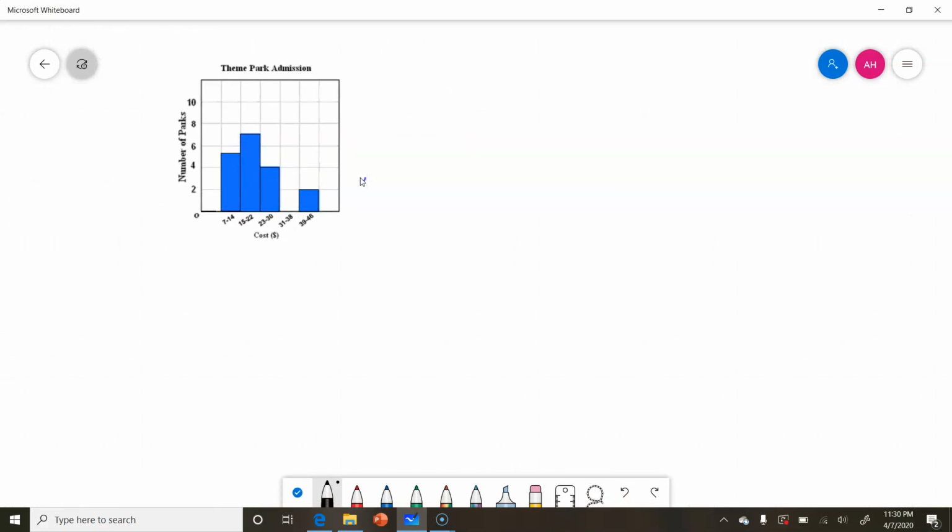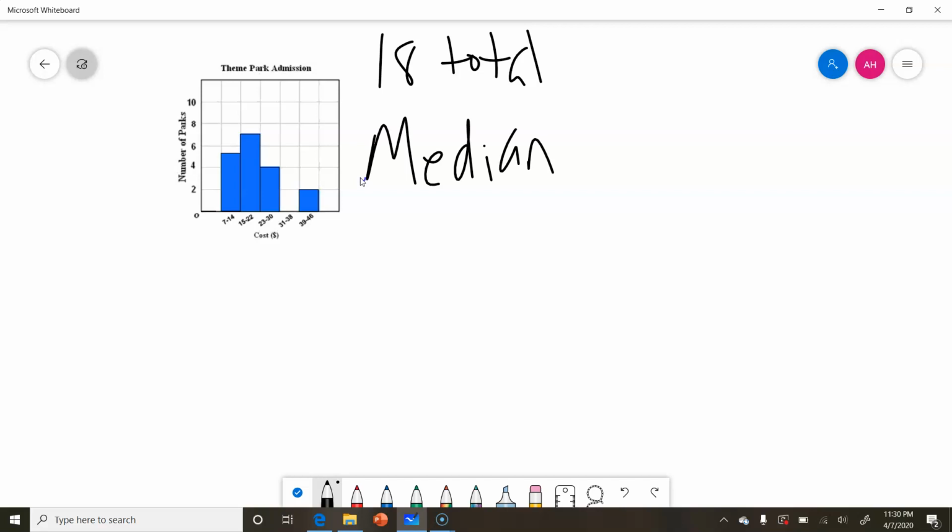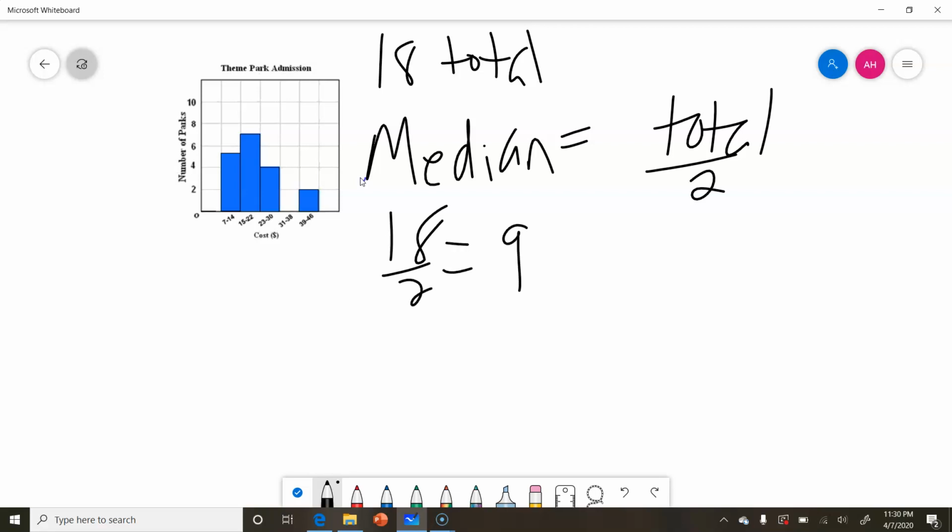Okay, so the total is 18. Now to find the median, we need to figure out which term that's going to be. All we do is take the total and divide by 2. In this case, 18 divided by 2 is 9. So that means it's going to be the 9th and the 10th term.